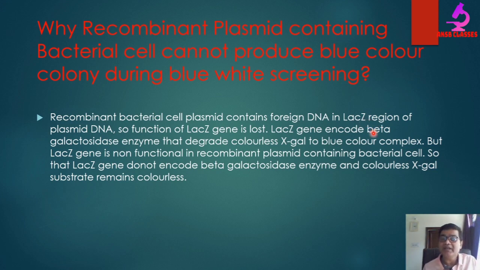So it will not encode the enzyme beta galactosidase, and then there is no action on this colorless X-gal substrate and it remains colorless. So a white color colony indicates the bacterial cell containing the recombinant plasmid, and a blue color colony indicates the bacterial cell containing the non-recombinant plasmid, that is, with no foreign DNA.